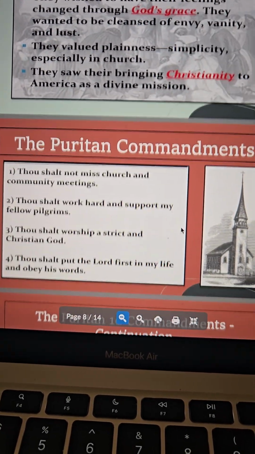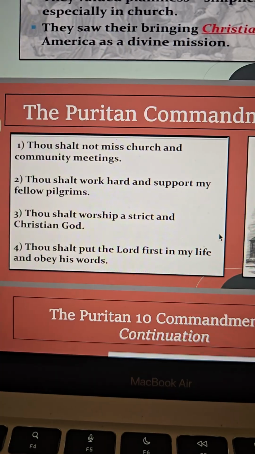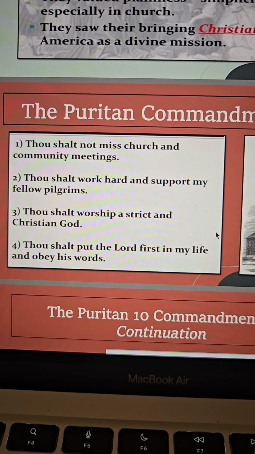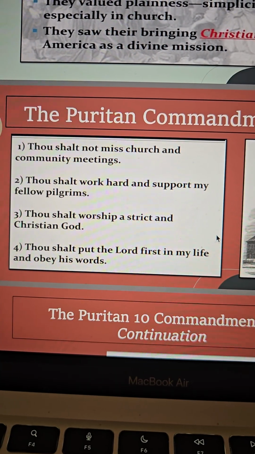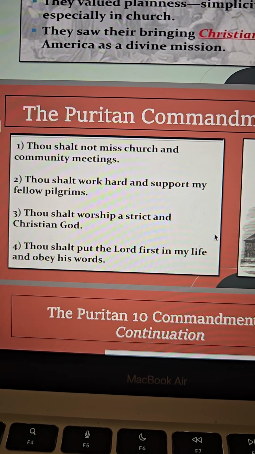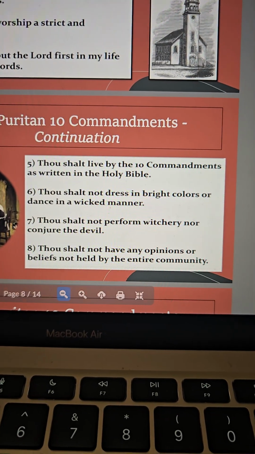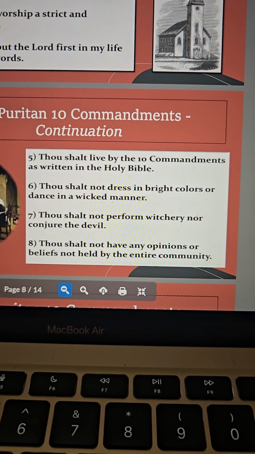So they also had their own version of the commandments. And let's go through these. Thou shalt not miss church and community meetings. Thou shalt not work hard and support my fellow pilgrims. Thou shalt worship a strict and Christian God. Thou shalt put the Lord first in my life and obey his words. Thou shalt live by the 10 commandments as written by the Holy Bible.